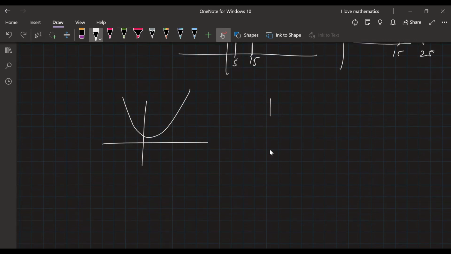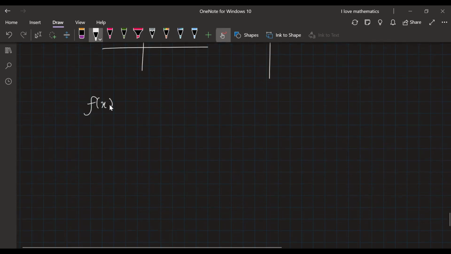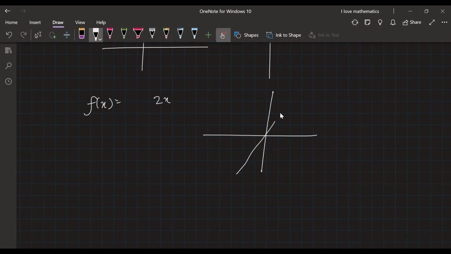If f of x is x squared, then the x plus 5 squared graph would be just like this because it is 0 at x equals minus 5. It means the whole graph has shifted 5 units to compensate for the loss that it's getting. Similarly, with any graph, like f of x is 2x, the graph is like this, right? What if it's 2x minus 1?